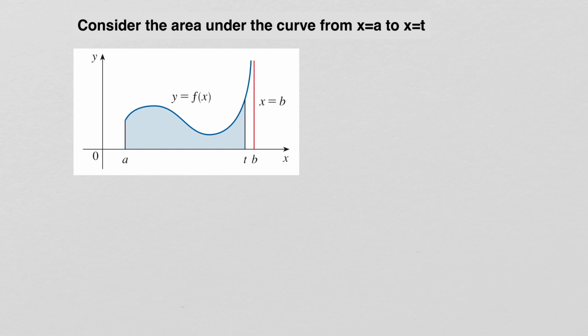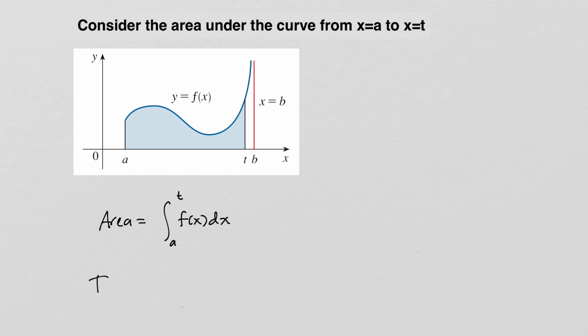Now let's suppose we want to find the area under a curve y equals f of x, where f of x has a vertical asymptote at x equals b. Now we know we can find the area from a up to t as long as the number t is before b. And to do this, we would simply say the area is equal to the integral from a to t of f of x dx. But we have a problem at b. At b, the function is undefined. That's why we have an asymptote there.